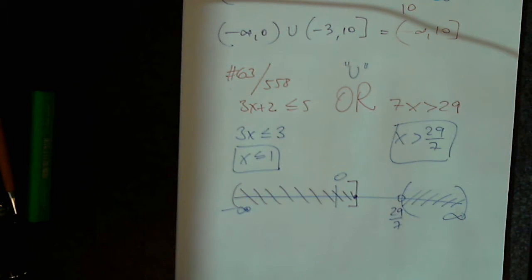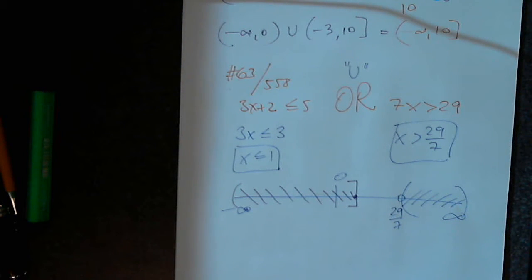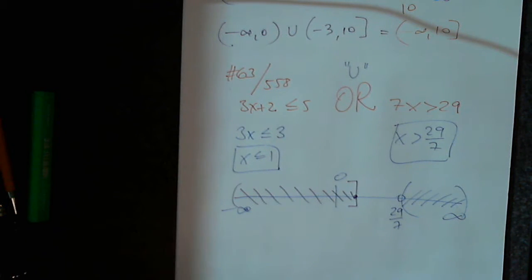Union. Yes, if it were the strong one, I would have said nothing because there is no overlap. But this is the union. This is if it's here or here, it's going to be in the union. So how do I write that?